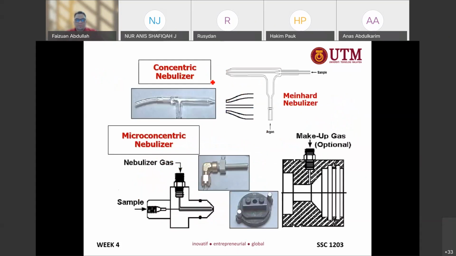This is how the nebulizer looks like. It's like you spray water in your house. You have Febreze or anything else in your house that needs to be sprayed, or you have a pesticide or mosquito spray in your house. That is how the nebulizer concept looks like, to aerosol.